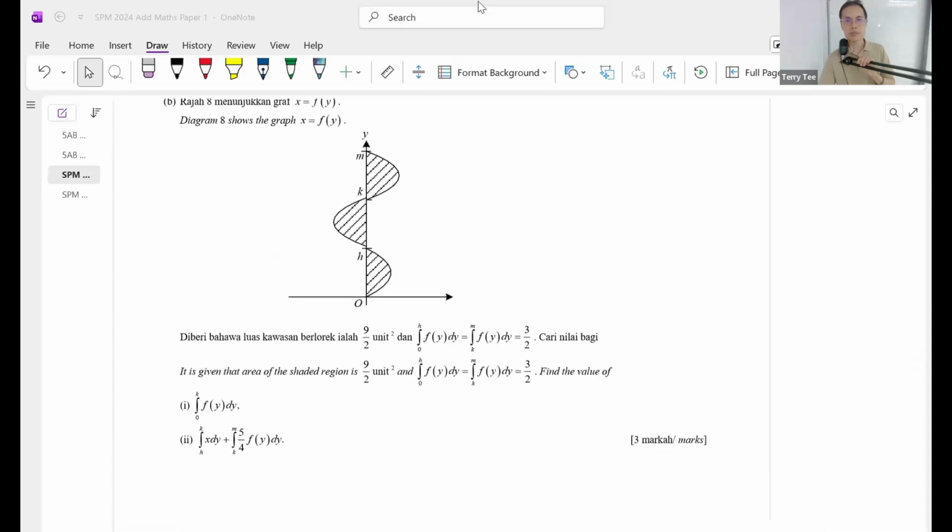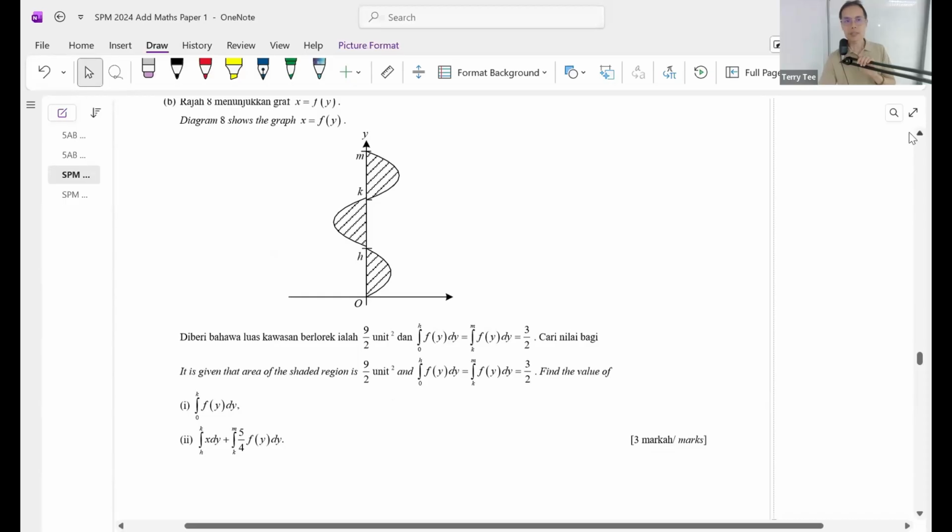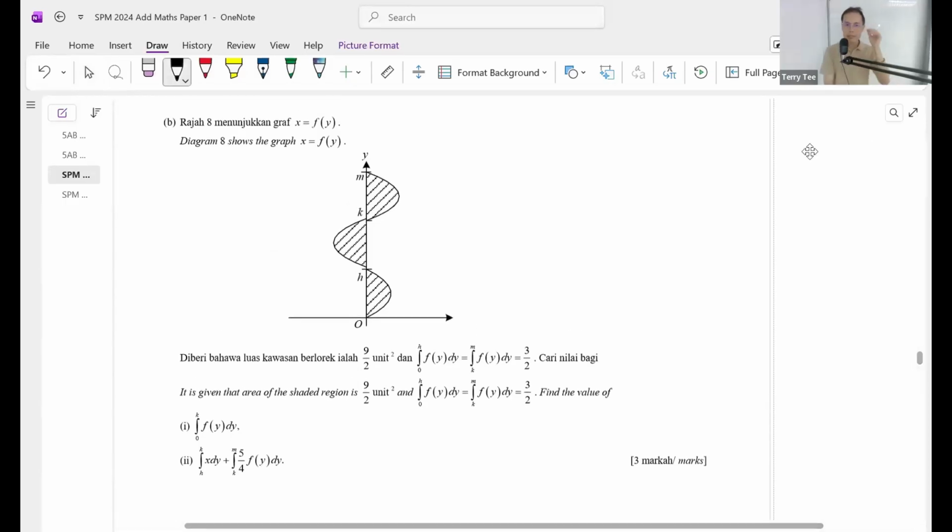Now, let's look at question number 9, part B. The diagram shows the shaded region. The shaded region is 9 over 2 units, and the integration from 0 to h of f(y) equals the integration from k to m of f(y), which is 3 over 2. So what is this actually? When you integrate f(y) dy from 0 to h, this area is 3 over 2. This k to m is also 3 over 2, right?